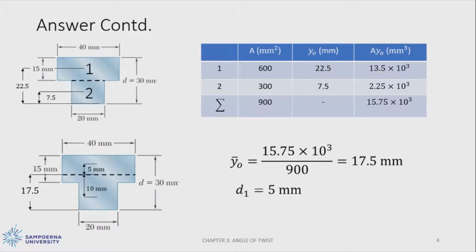From the centroid of the beam, we can determine D1 and D2. D1 is 5 mm, where D1 is the distance between the centroid of the first partition and the centroid of the beam, and D2 is the distance from the centroid of the second partition to the centroid of the beam.